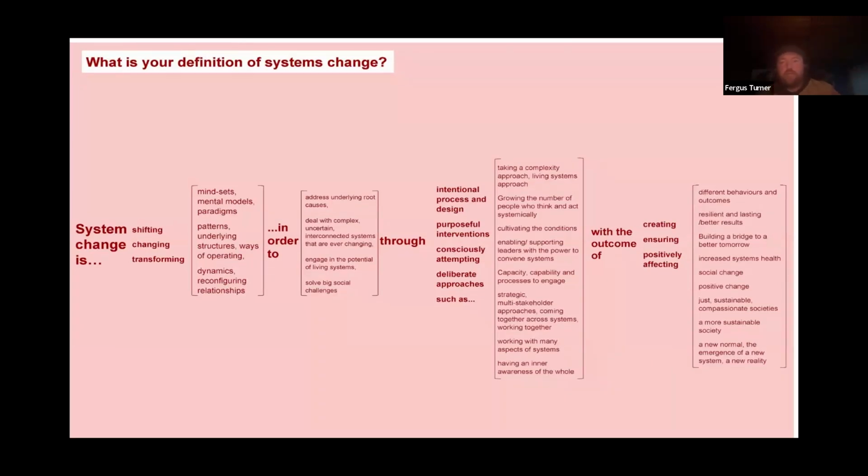But if I just take the top line of this bracketed definition, systems change is the shifting of mindsets, mental models, paradigms in order to address underlying root causes through the intentional process and design, taking a complexity approach, living systems approach, with the outcome of creating or ensuring different behaviors and outcomes. I've always found this slide to be a neat way of trying to unpack that systems change is not just one definition. And if we think about starting with the end in mind, the end in mind is an increasing of systems health, of ecosystem health, of collective competency in finding new ways of, I almost want to say, unraveling some of the deeply complex and difficult challenge sets, problem sets that we come into this course with. Next slide.